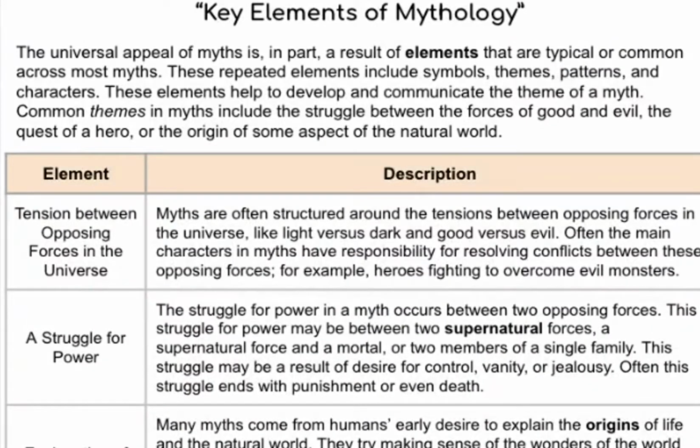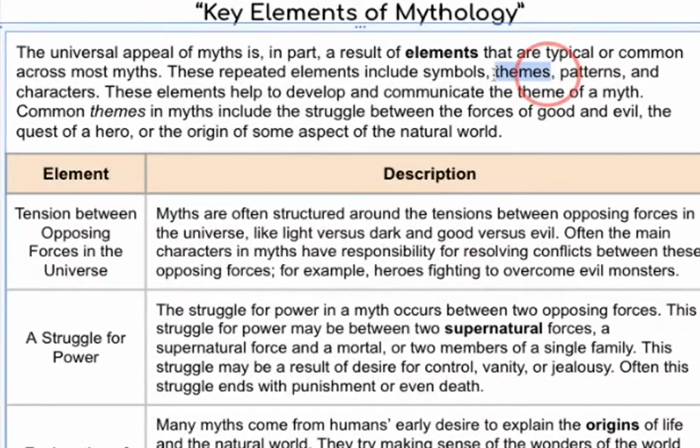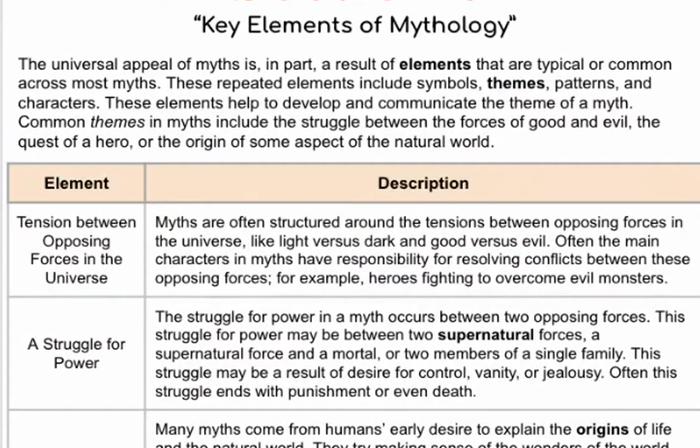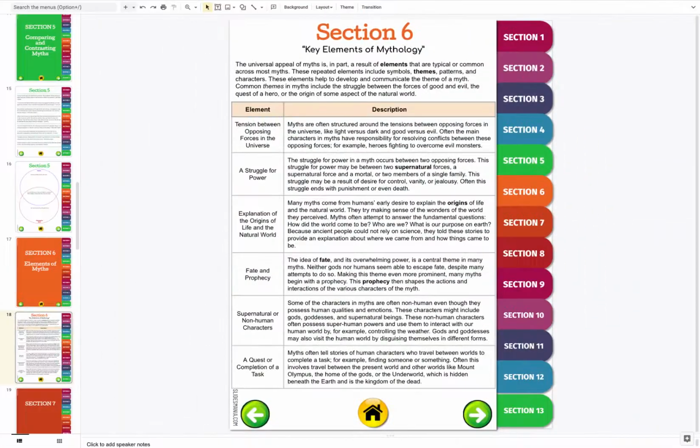These repeated elements include symbols, themes, patterns, and characters. Ooh, we have that word theme in there. That's really important because that's a word that we've been focusing on. These elements help to develop and communicate the theme of a myth. Common themes in myths include the struggle between the forces of good and evil, the quest of a hero, or the origin of some aspect of the natural world.